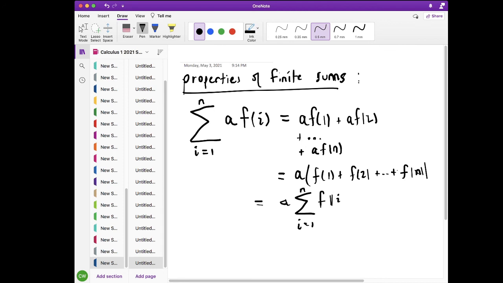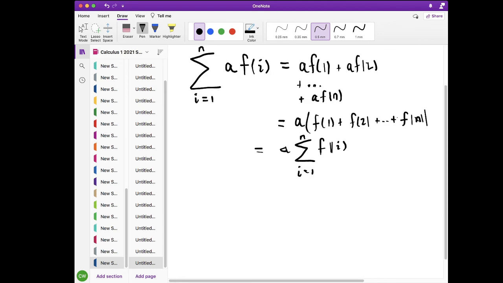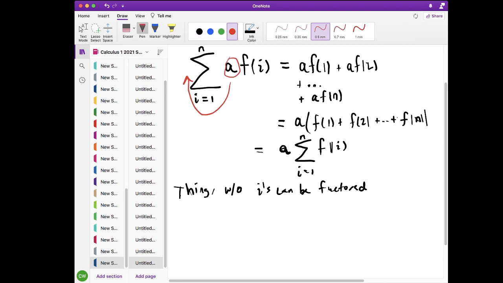So what this means is that things without i's can be factored out. Sorry, that's a little laggy right now. Does that make sense? So a has no i's in it, so that means you can just take it outside. It's just factoring, that's all it is. It's kind of the distributive property.